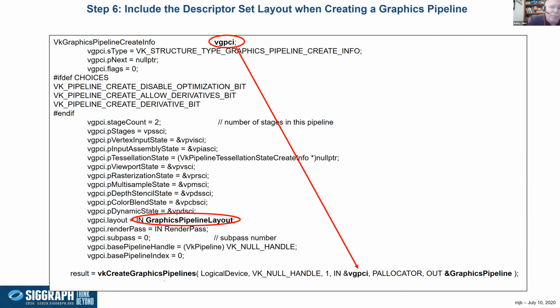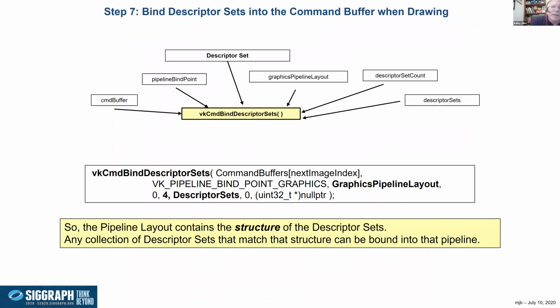And when you create the pipeline, all of this information about the layout goes into creating the pipeline, so that now it knows how big to make the pipeline data structure. When you're executing graphics commands, there's a command for bind descriptor sets. What does this mean? It means that you can actually change the Rosetta Stone. The pipeline layout contains the structure of the descriptor sets, but it doesn't care what goes in there as long as the structure is the same.